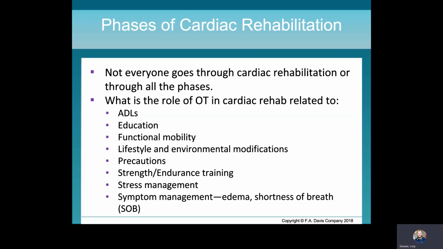Now would probably be the best time to teach you guys about what MET levels are. So after you're ready, you wrote down that stuff, or need me to repeat any of those phases? Are we good? Okay. Go to page 680 and 681.